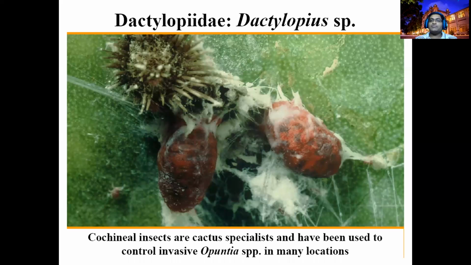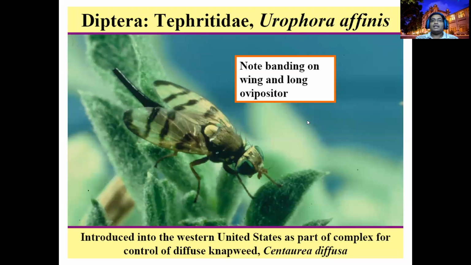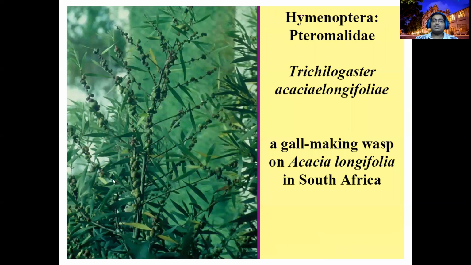This is the Dactylopiidae family, and the species is Dactylopius, which feeds on Opuntia species. Another one is Tephritidae. They introduce these, and during oviposition they make holes. Through these holes, secondary insects can go in and kill the weed species. They are also making galls.